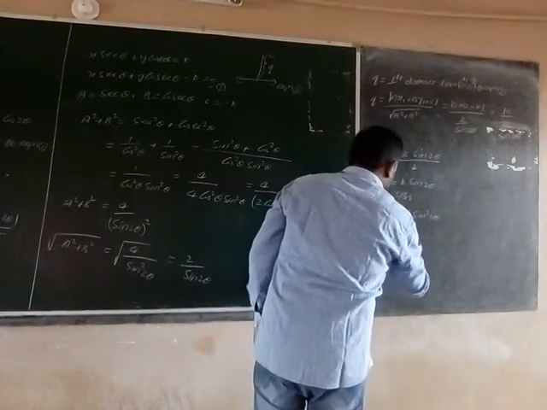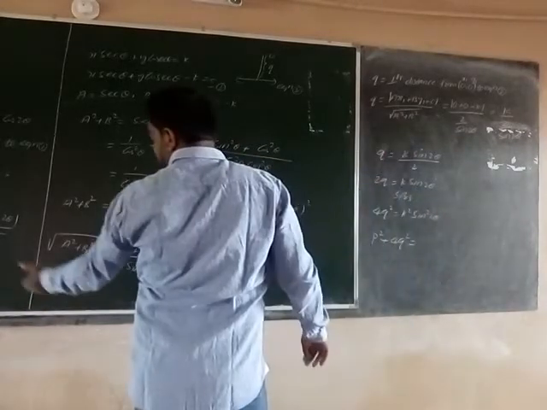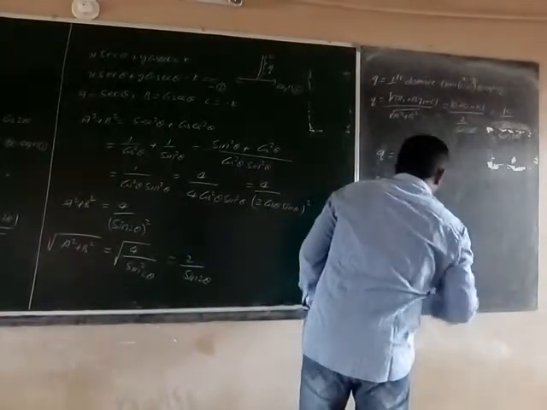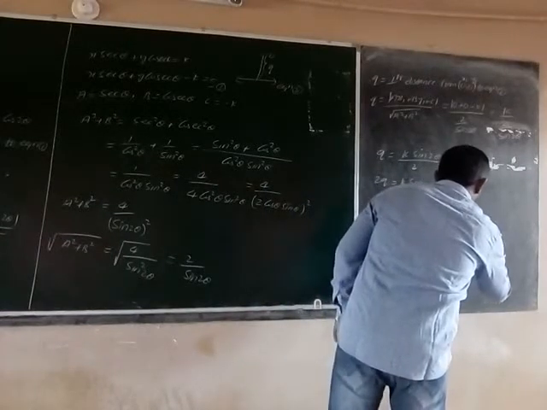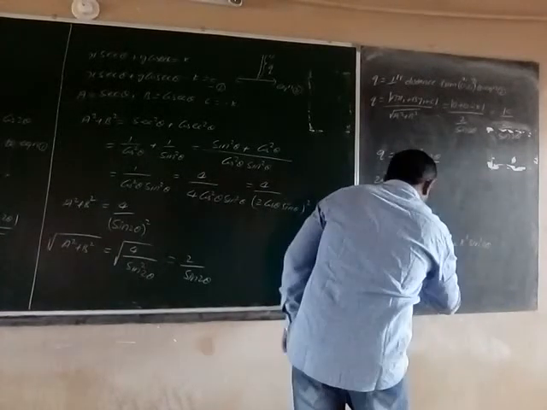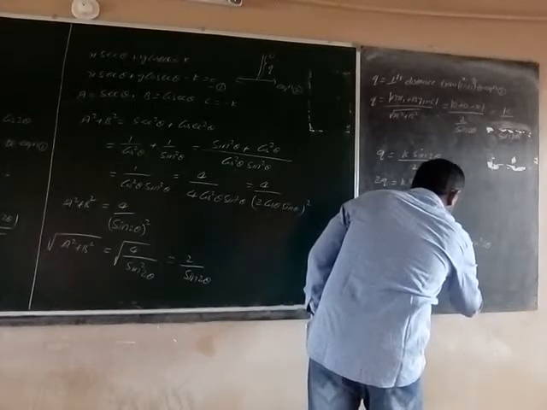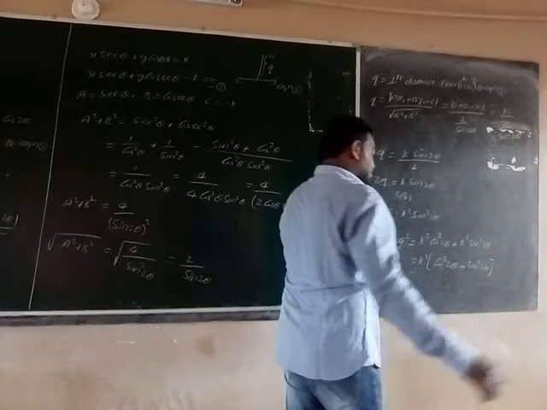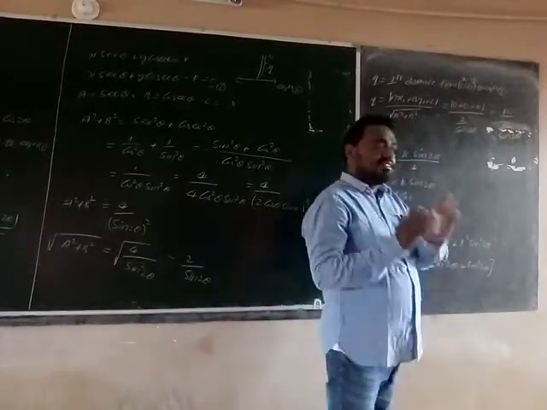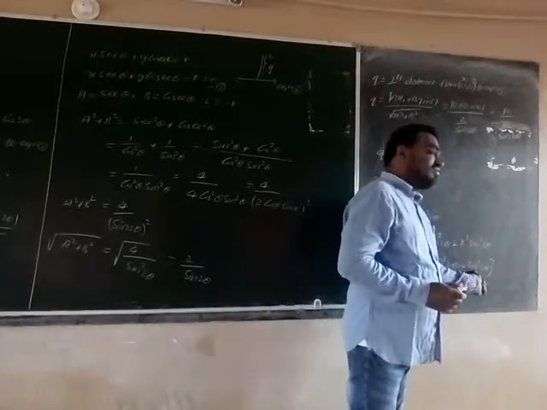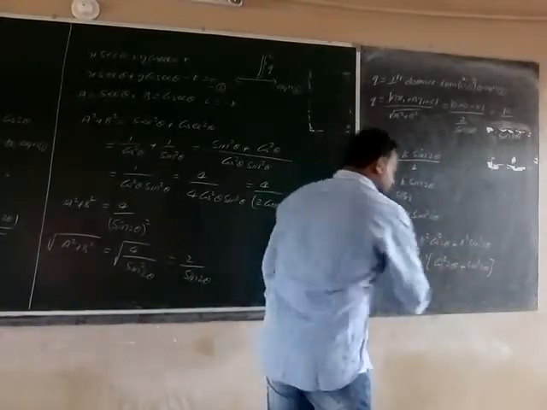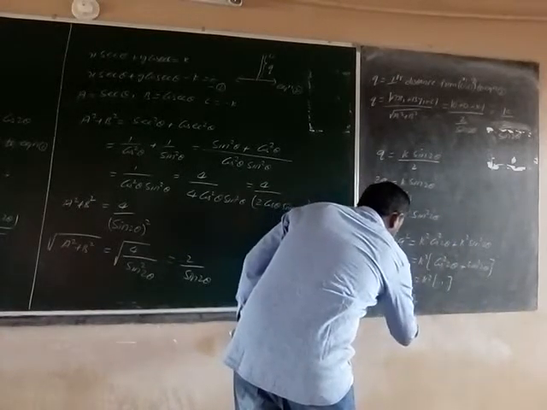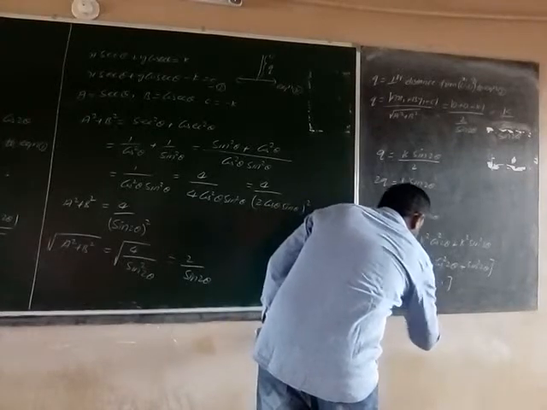Now p square plus 4q square. What is the p square value? K square cos square 2 theta, plus 4q square value, k square sin square 2 theta. So now k square is common: cos square 2 theta plus sin square 2 theta. From the trigonometric identity, take 2 theta as x. So cos square x plus sin square x is equal to 1. So k square into 1. Therefore p square plus 4q square is equal to k square.